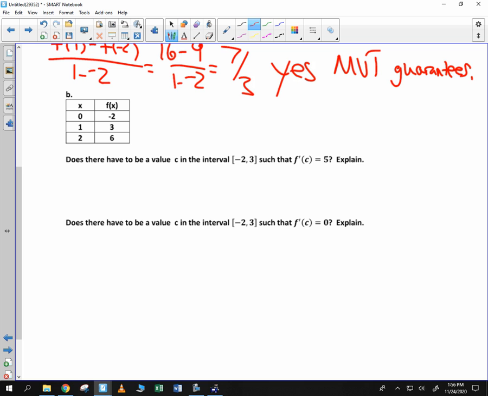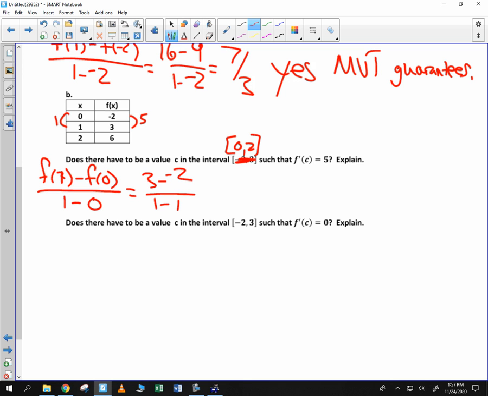Let's look at this. Does there have to be a value c in the interval -2 to 3? Oh, should say 0 to 2, sorry. Such that the derivative is equal to 5. Yep, I see it goes up 5 there and goes up 1 there. So slope is 5. So f of 1 minus f of 0 divided by 1 minus 0 is 3 minus -2 over 1 minus 0, which is 5 over 1. Yes. Mean value theorem guarantees.